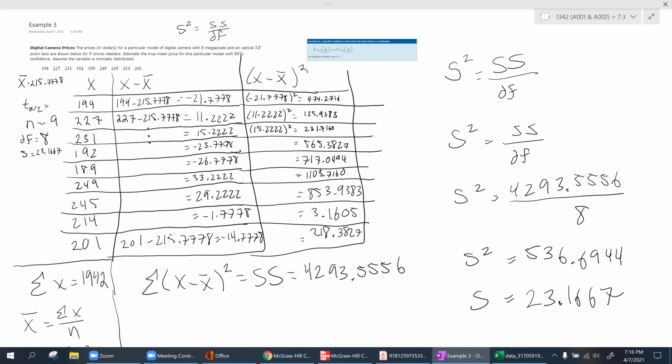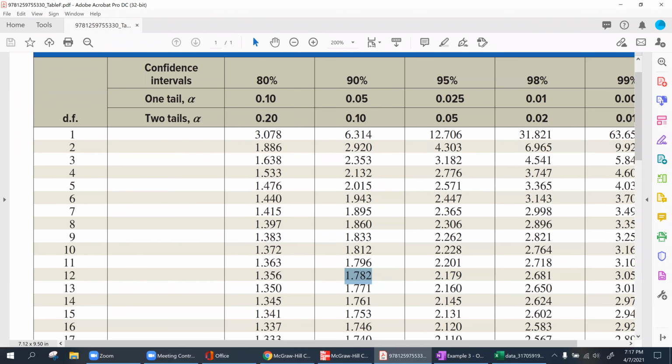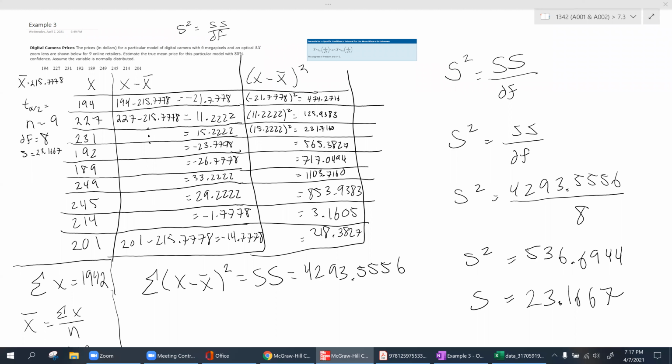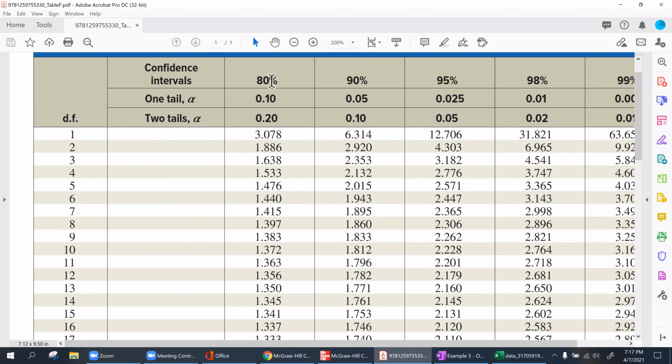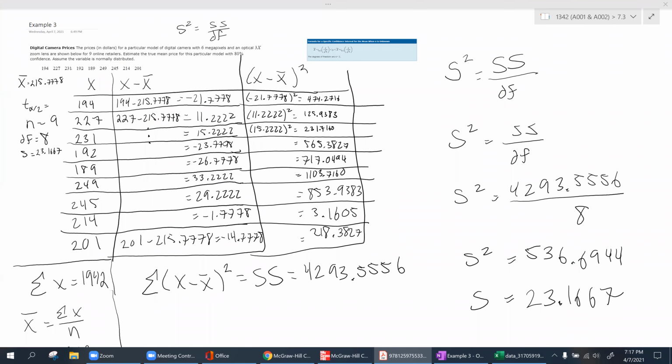let me go ahead and find my t. Let me go ahead and use the t table. We are dealing with degrees of freedom 8 and an 80% confidence, right? 80% and 8. Is it 80%? Go ahead and check. Yes. We said 80% confidence interval, so I'm going to go here and look for 8. So my t-value is going to be 1.397.